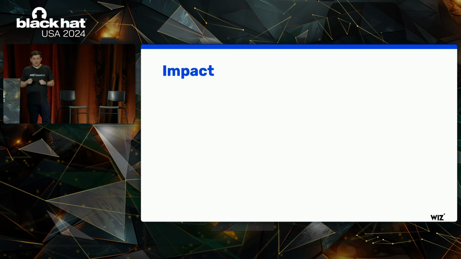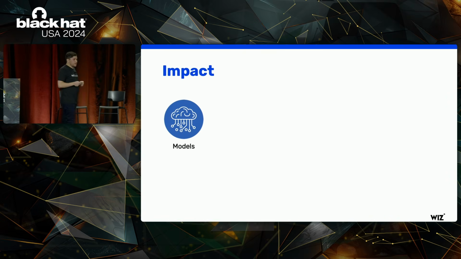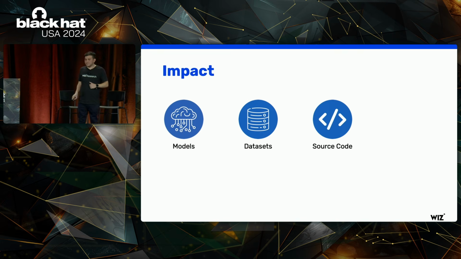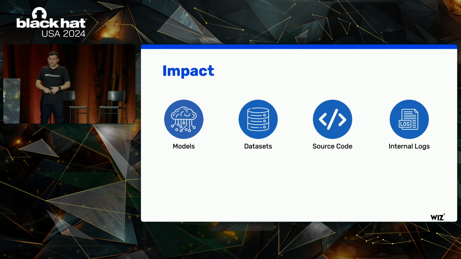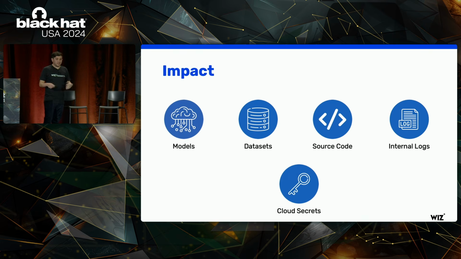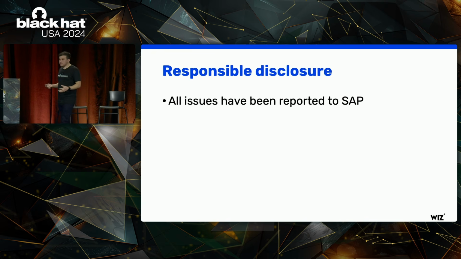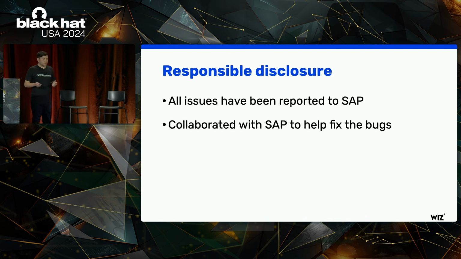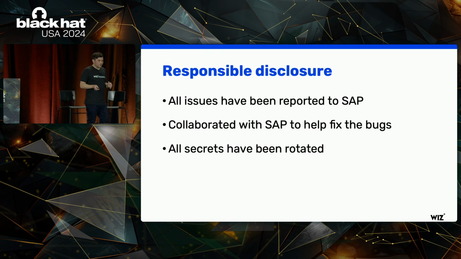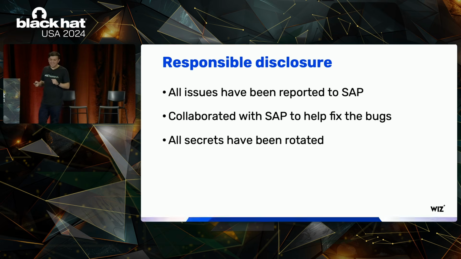So, quick recap. In terms of impact of this attack, we were able to access customers' models, datasets, source code, and internal logs. And on top of all of those AI artifacts, we were also able to access their cloud secrets. Of course, all those issues were reported to SAP as soon as we found them, and we worked very closely with the SAP security team in order to help fix the bugs. There were a couple of iterations of fixes that we did with them to make sure that this sort of attack can never be replicated again, at least not in the same way that we did. And of course, all the secrets that we were able to access have been rotated since, so you don't have to worry about that.